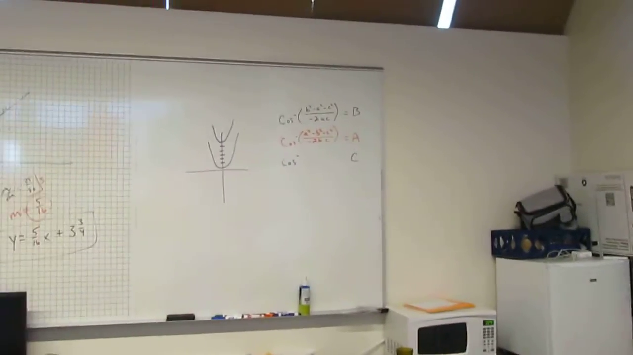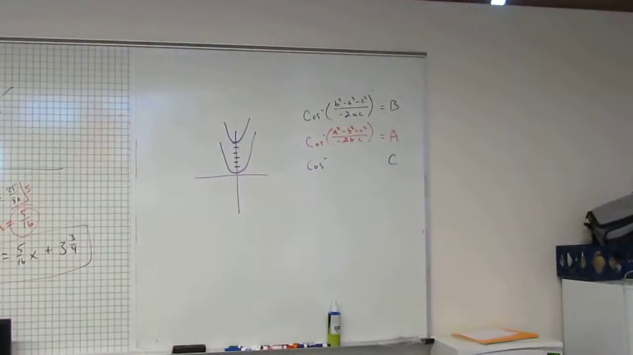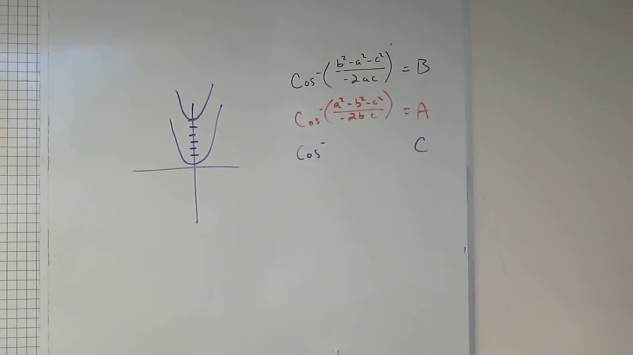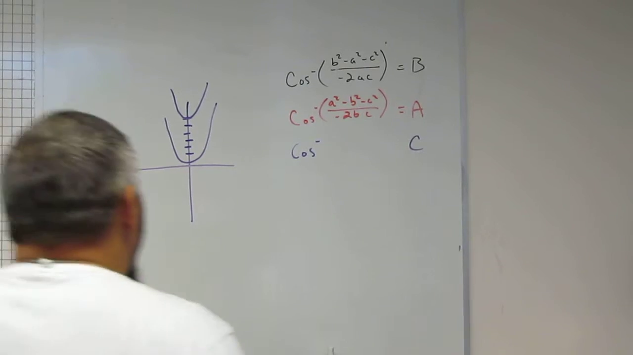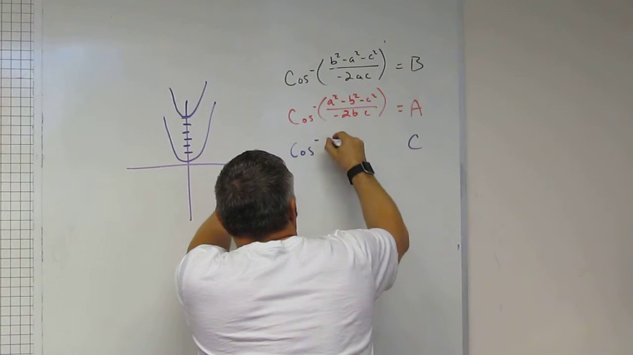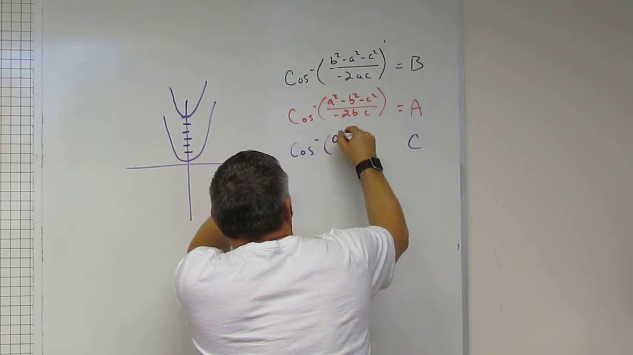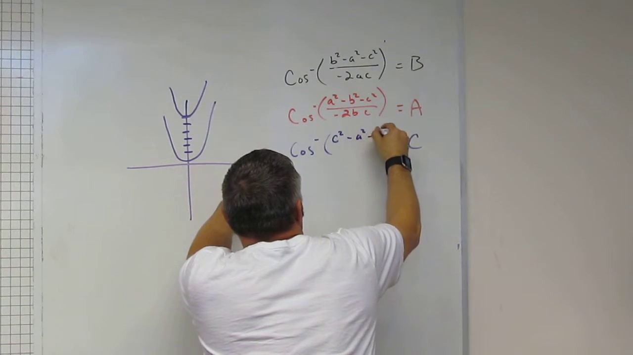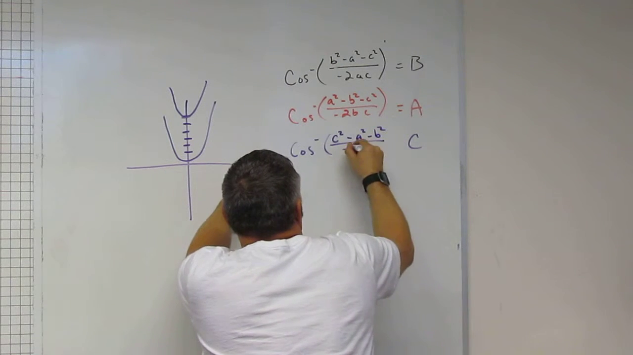Just put that over here and zero in on it real quick. Well, you want us to write that? I would. So you have a formula for each one. So I would come over here and go cosine inverse of C squared minus A squared minus B squared, all over negative 2.